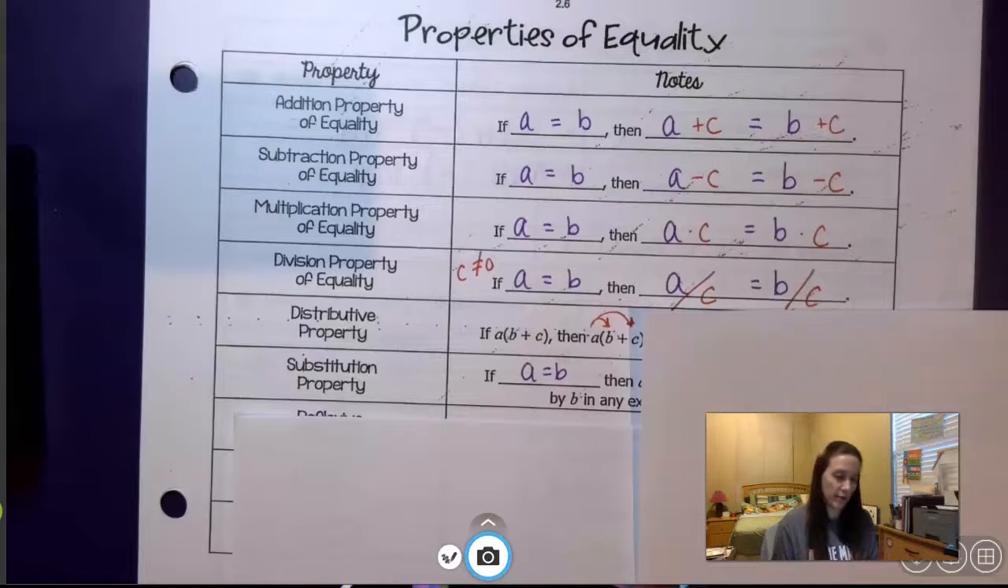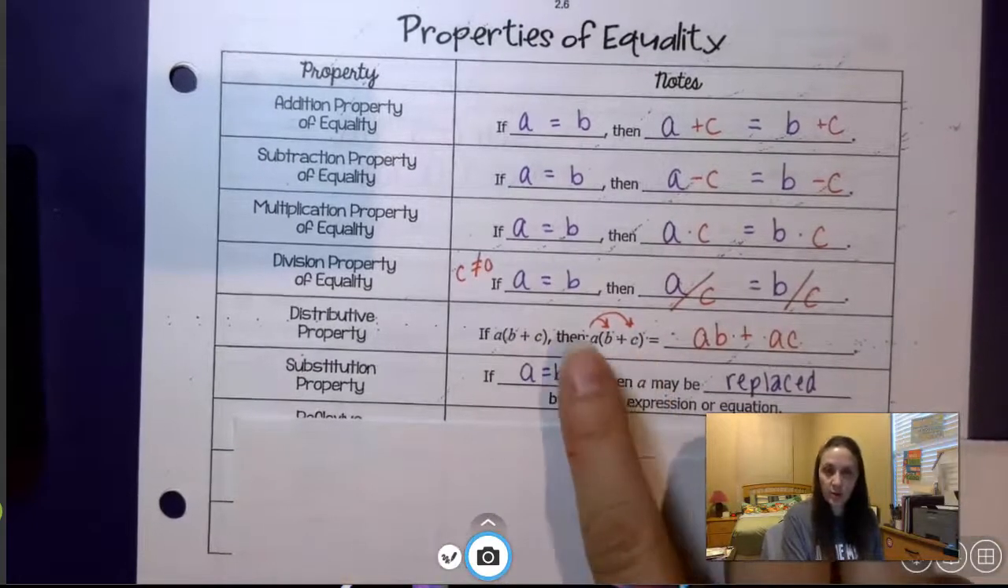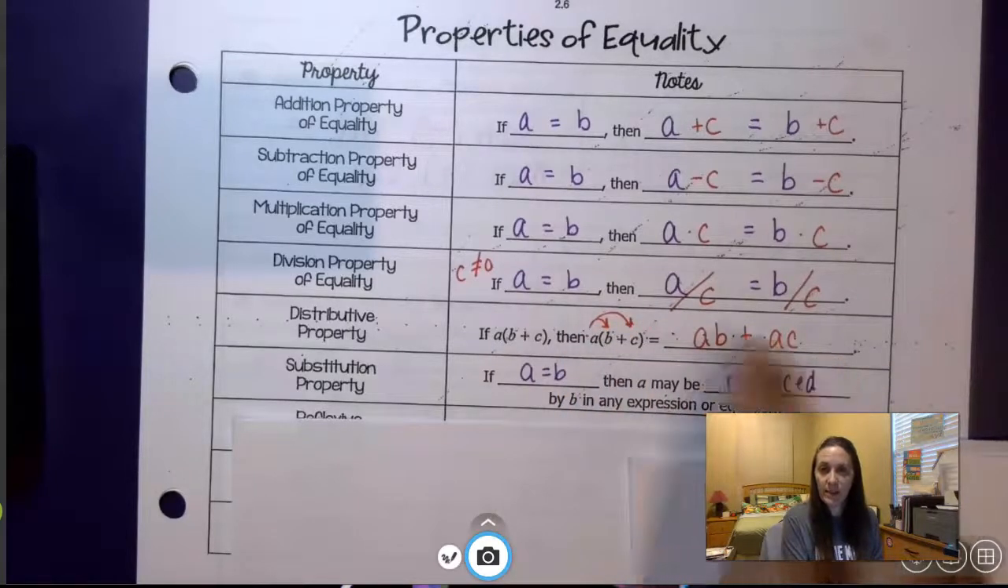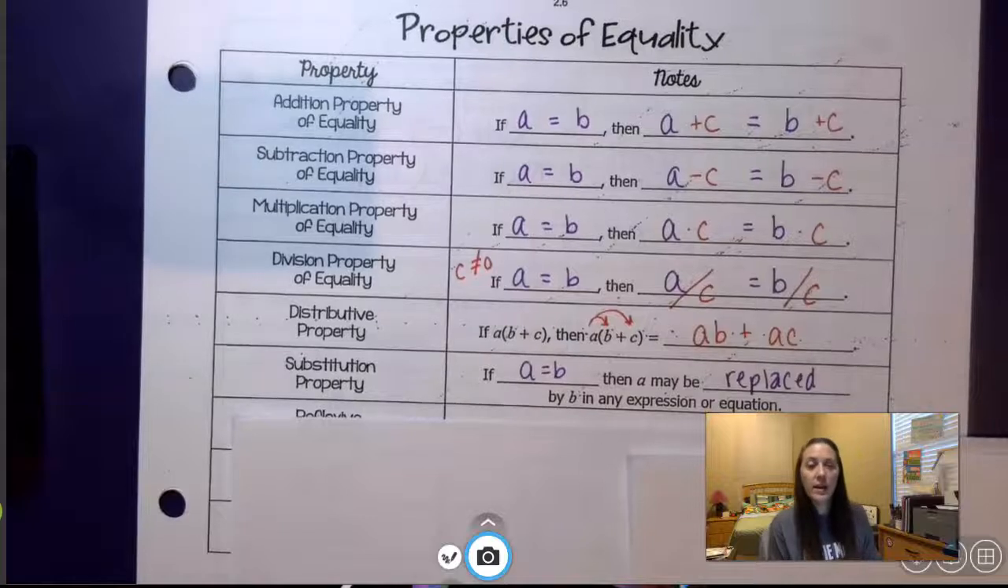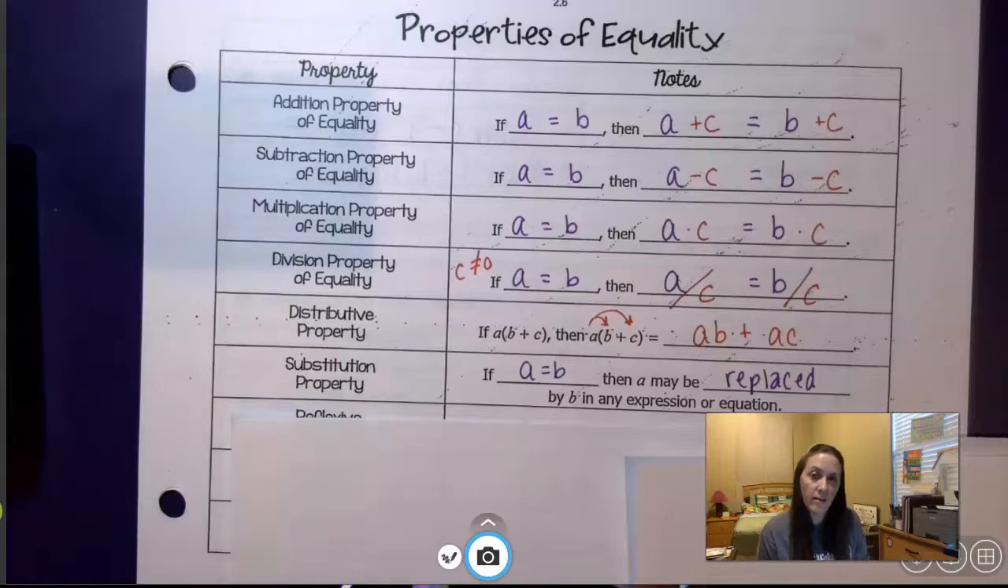The next two, this one is our distributive property where you take that A and you distribute and multiply it through. So A times B plus A times C is going to be the same as that. Our substitution property means that if A and B are the same, I can replace A with B in any expression because they're the exact same. It's kind of like if I have a $5 bill or I have 5 ones. I can replace those in my wallet and I'm going to have the same amount of money.